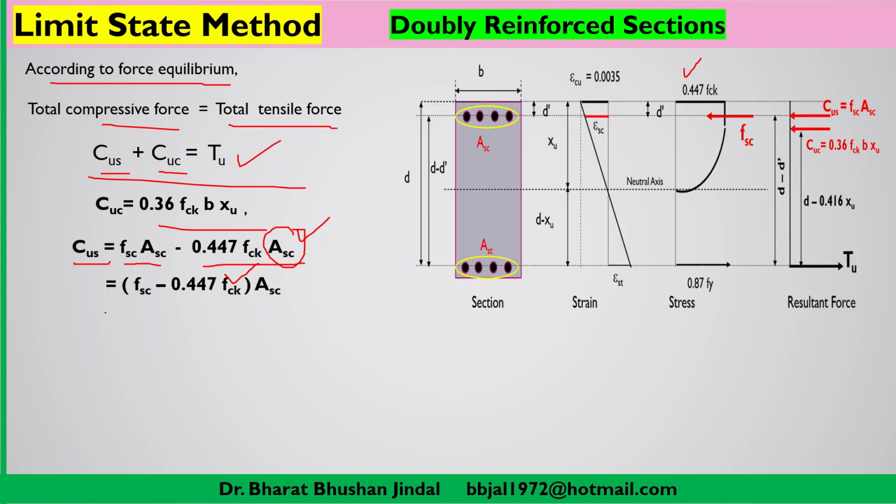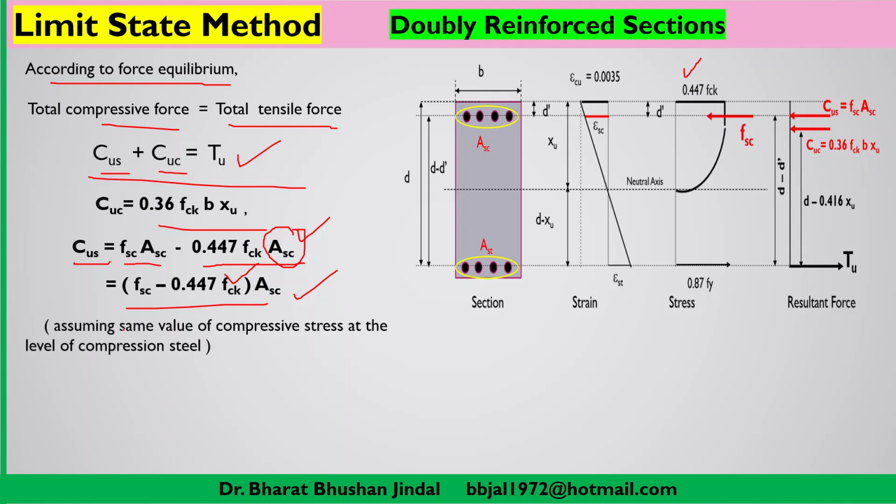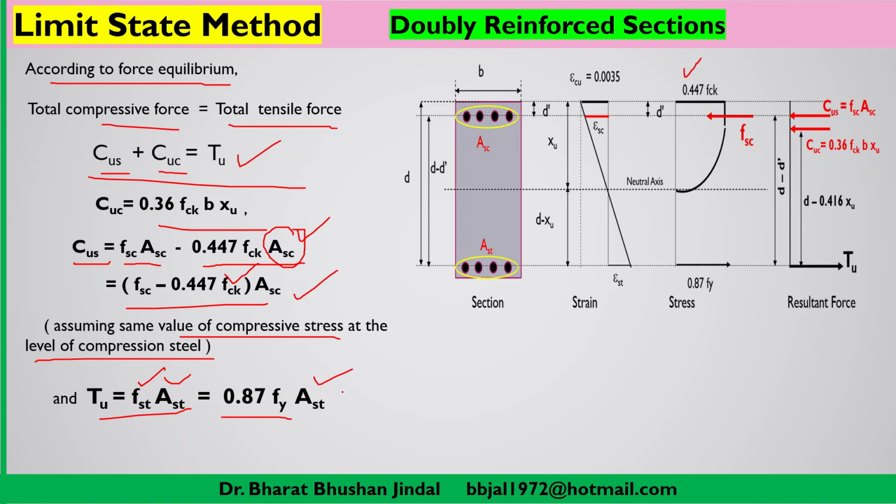So combining these two parts of the equation as one equation, that is FSC minus 0.447 FCK, and taking ASC outside. Now assuming, as I have already discussed, the same value of compressive stress at the level of compression steel for simplicity and to make the calculation easy. And TU, you are well aware, is equal to FST into AST, and FST we have taken as 0.87 FY, and AST is the area of the steel in the tension zone.